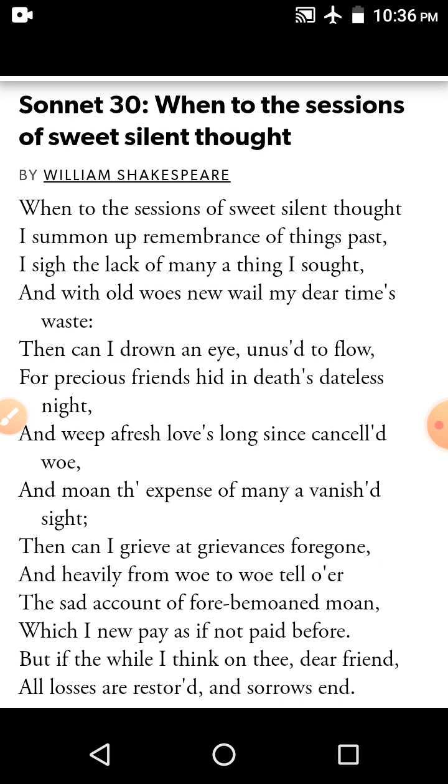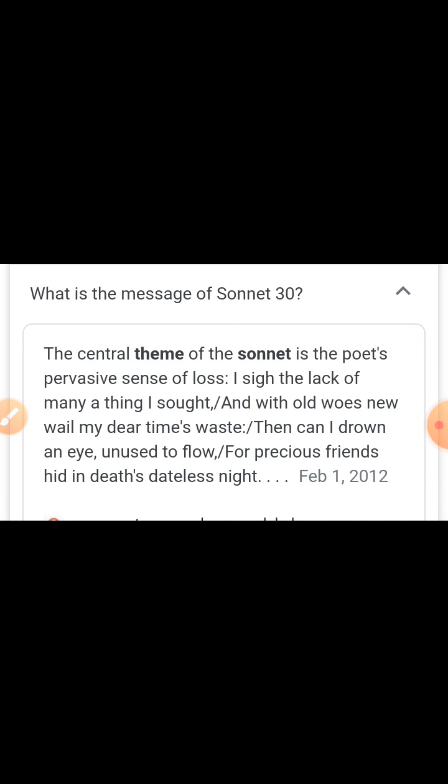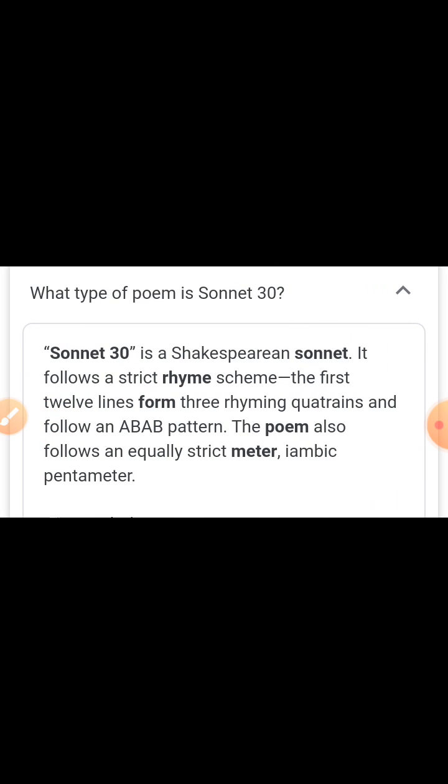So let us see the questions which can come into your mind. What is the message of sonnet 30? The central theme of the sonnet is the poet's pervasive sense of loss. The poet is thinking about his loss of friends, loss of things, loss of opportunities. I sigh the lack of many a thing I sought, and with old woes new wail my dear time's waste. Then can I drown an eye unused to flow for precious friends hid in death's dateless night?